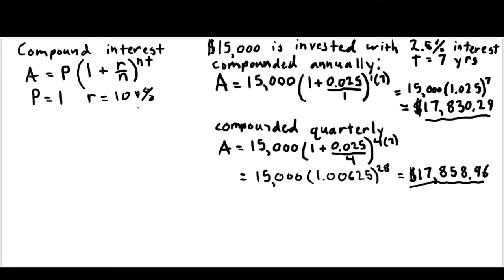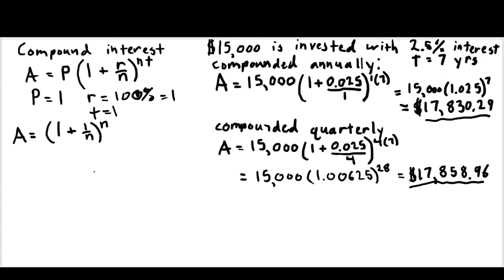And as a decimal, 100% is just the number 1. And I'm going to do this for 1 year. If I plug those numbers into the formula, I get A equals 1 plus 1 over n raised to the power of n.